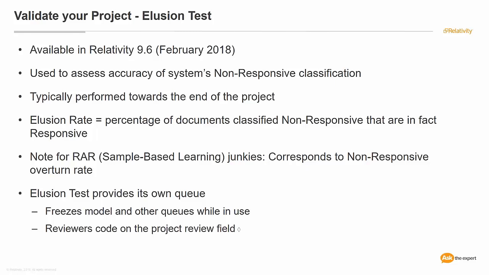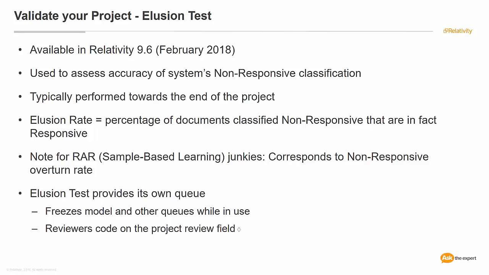So we talked about this prioritized review queue, which is used to train the system. The reviewers code in that queue, that list of documents that's served up. Then when an Elusion Test is run, the system provides an Elusion Test queue to serve up documents from that Elusion Test sample, which will freeze the model and any other queues while the Elusion Test is running. And the nice thing is that the reviewers' workflow, their experience, is really no different. They'll just go into the queue and code documents like they had been previously on that same project field, that designation field for the project that the system uses.